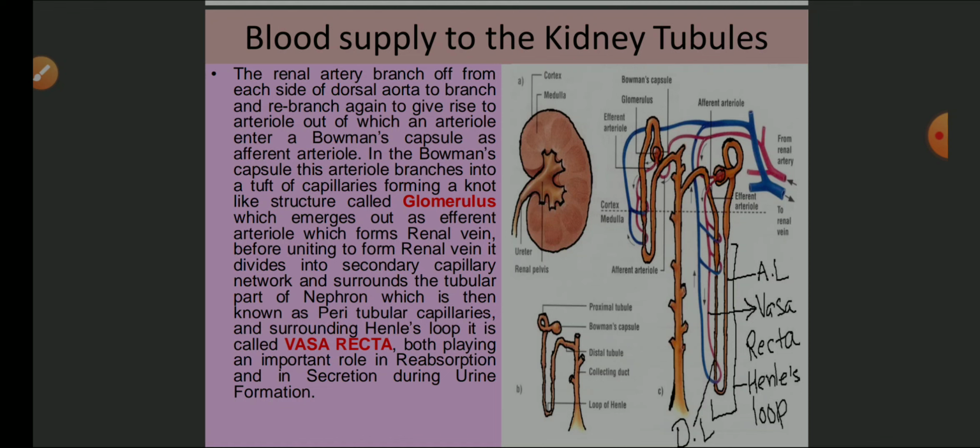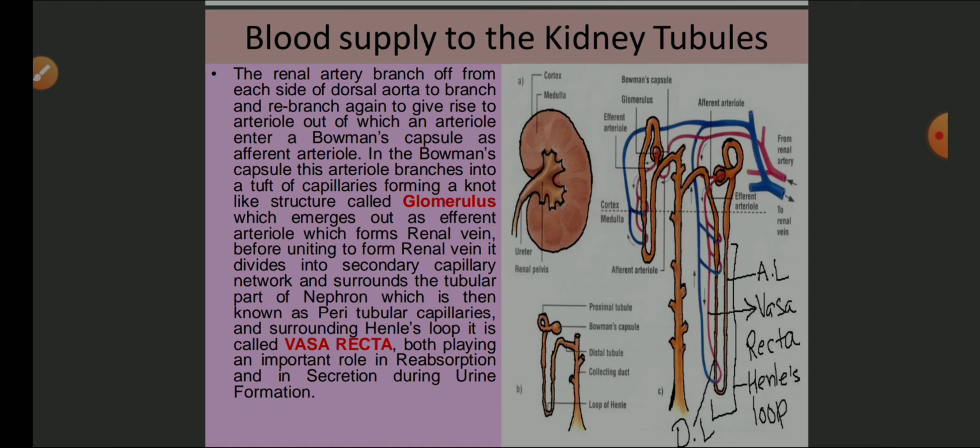The renal vein then combines with the inferior vena cava, supplying deoxygenated blood but free from ammonia, urea, uric acid, creatinine, excess of salts and minerals and ions to the heart.